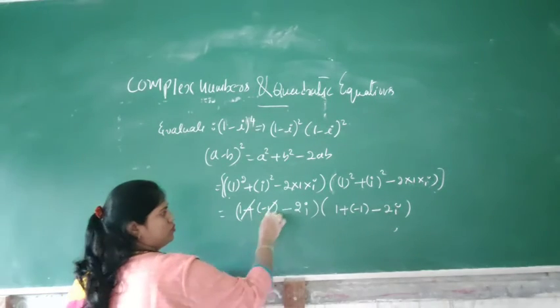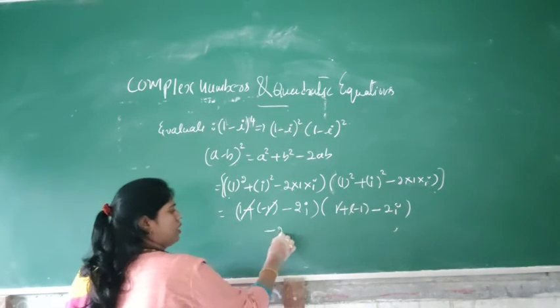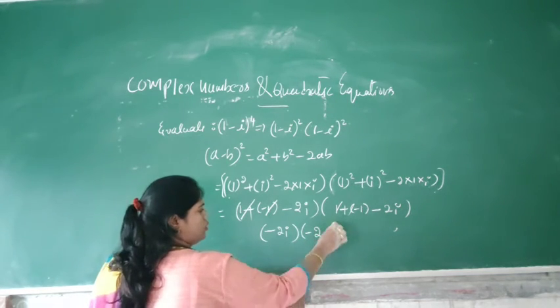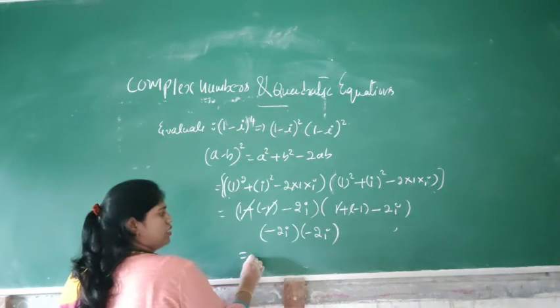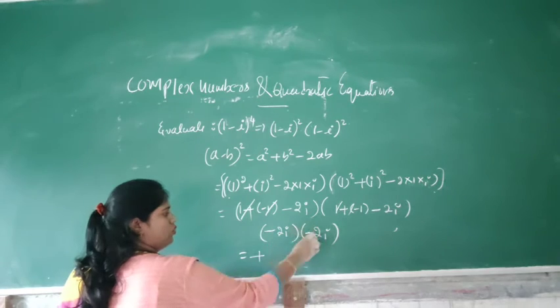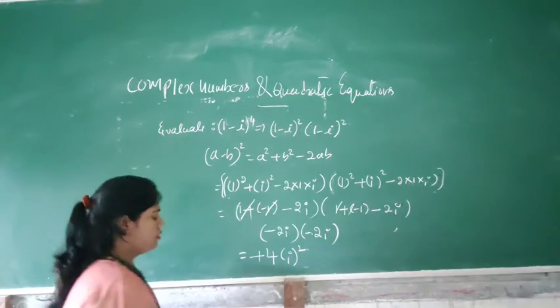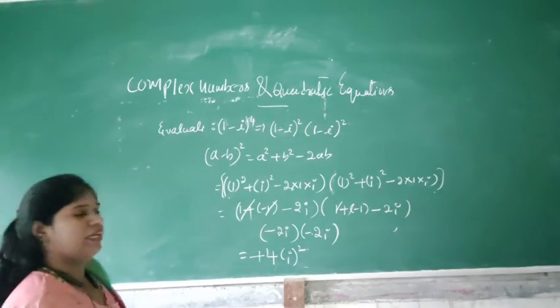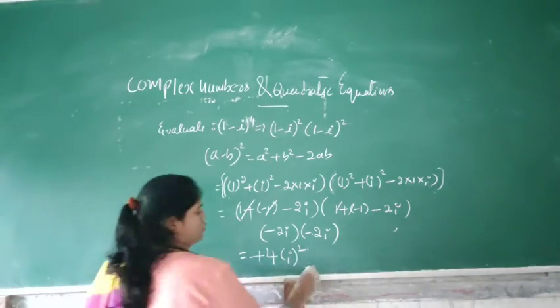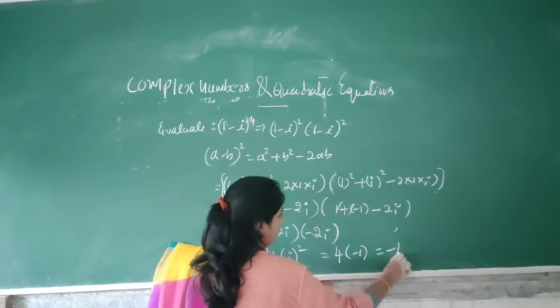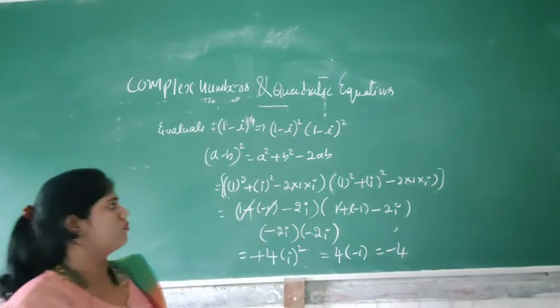Okay, minus 2i, minus 2i. Minus into minus is plus, 2 2s are 4, i square value is minus 1. Okay, correct now? So it is equal to 4 times i square, where the value of i square is minus 1, which is equal to minus 4.